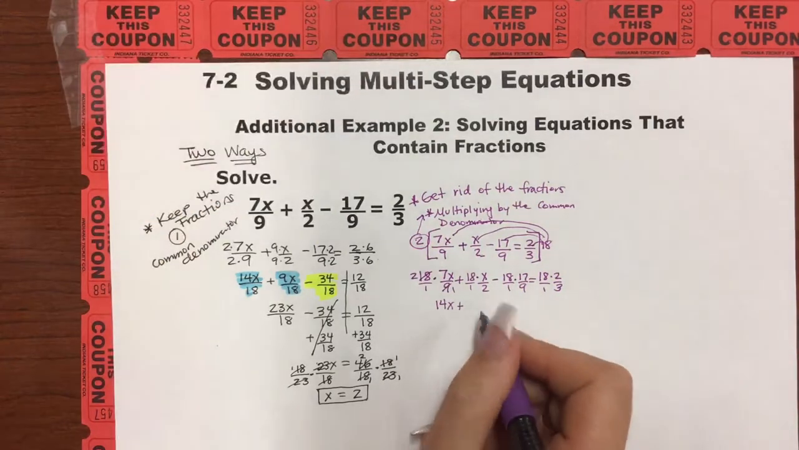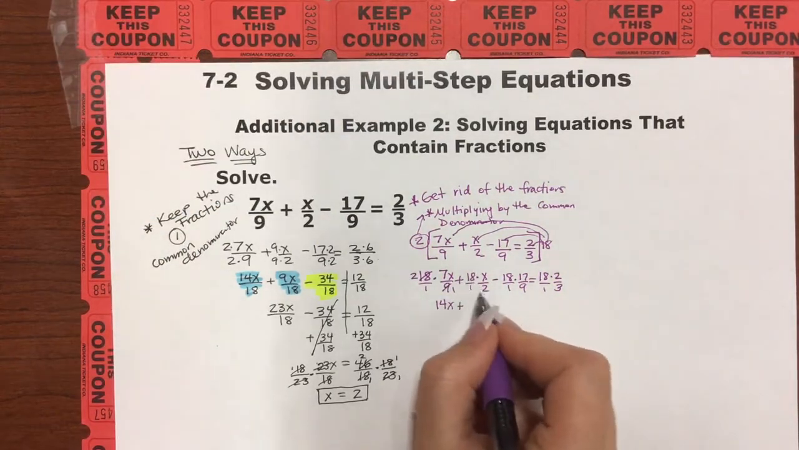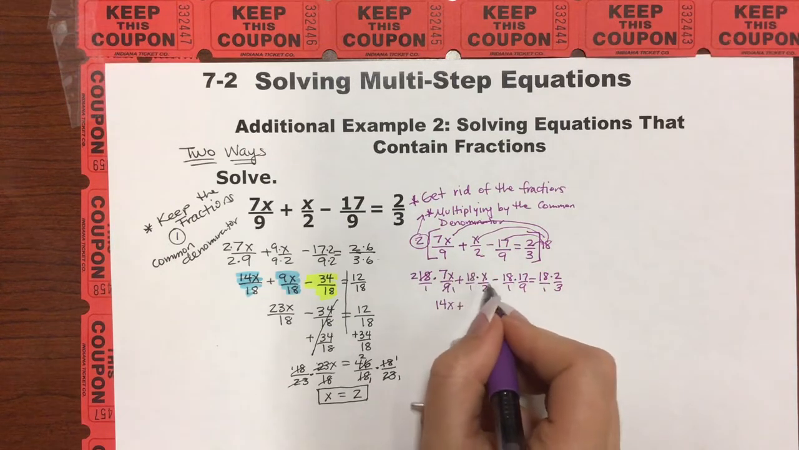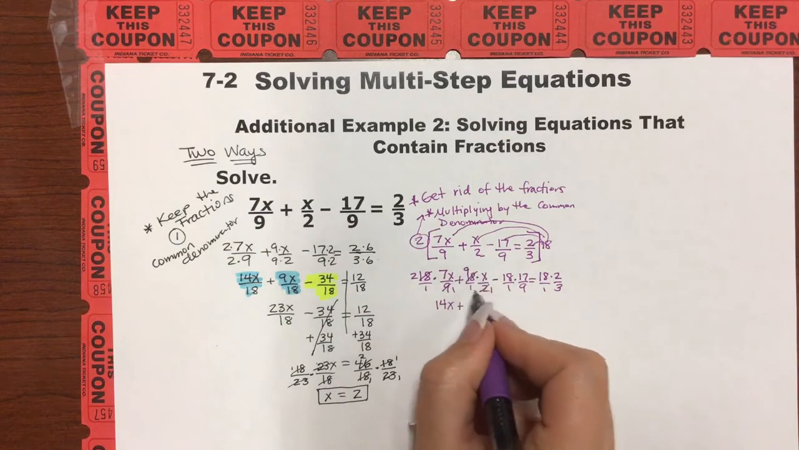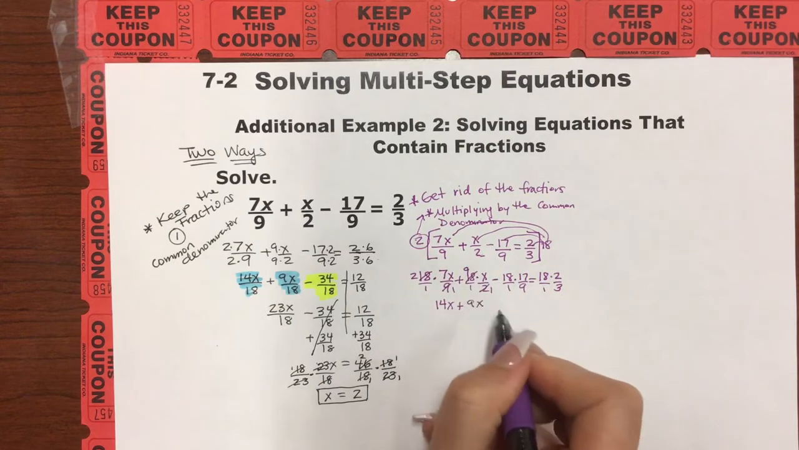plus... Okay, what happens here? We have to multiply this fraction. Look to cross cancel. There's a 2 in 18. 2 goes into 18, a common factor of 2. 2 goes into 2 one time. 2 goes into 18 9 times. Multiply across. We get 9x.